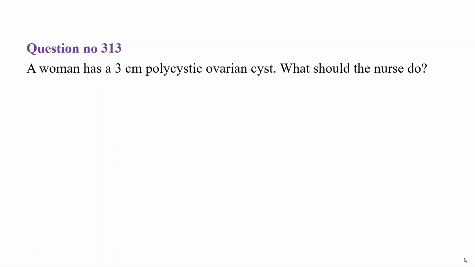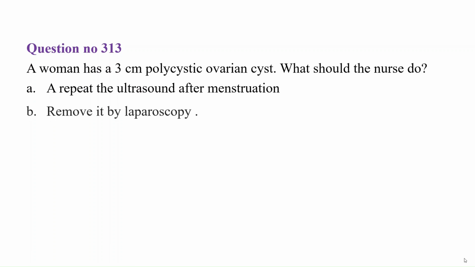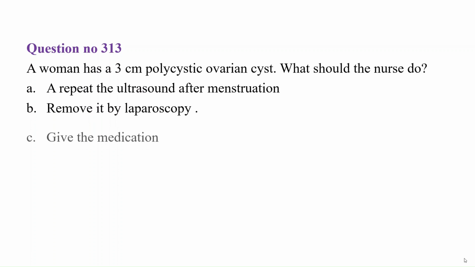Question number 313. A woman has a 3 centimeter polycystic ovarian cyst. What should the nurse do? The options are number A, repeat the ultrasound after menstruation. Number B, remove it by laparoscopy. Number C, give the medication. Number D, none of the above.